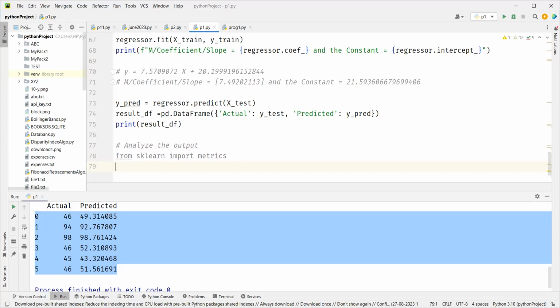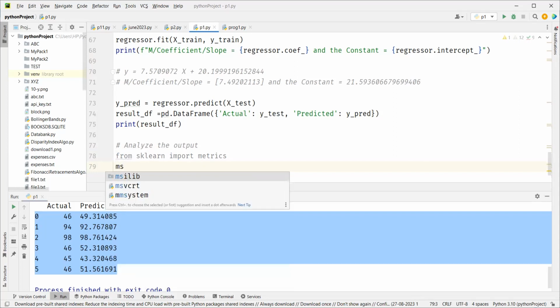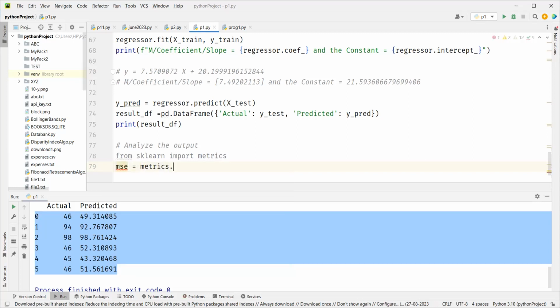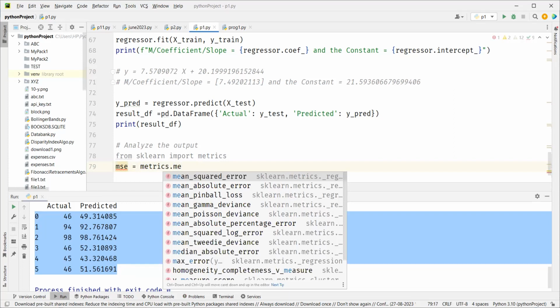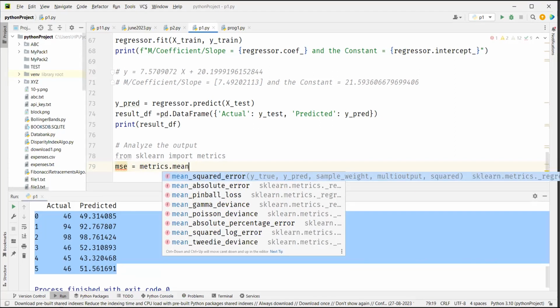Interesting thing is there is no way to calculate RMSE directly. There is no RMSE in metrics. What metrics has is mean squared error. So you say metrics dot mean squared error. Now see, these are the values: mean squared error, mean absolute error, right? If you wanted to calculate mean absolute error, you can calculate it the same way as mean squared error.